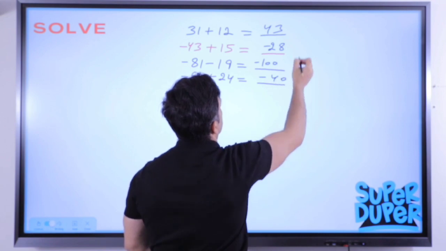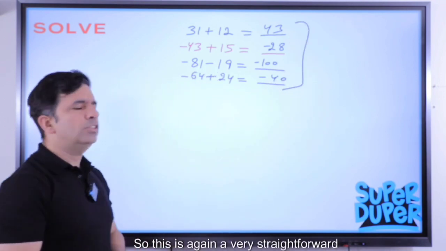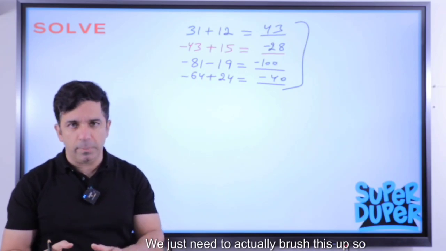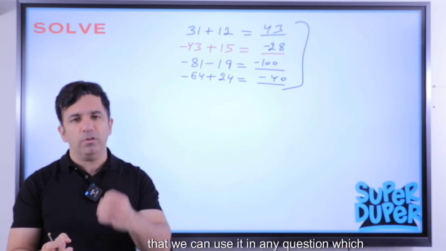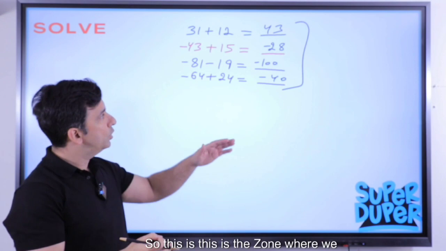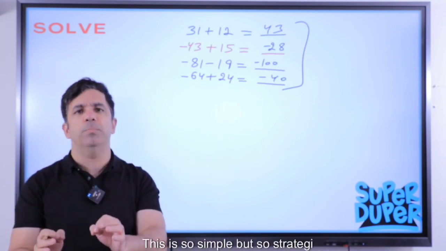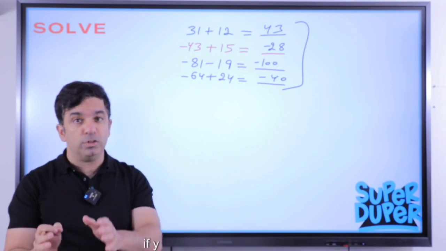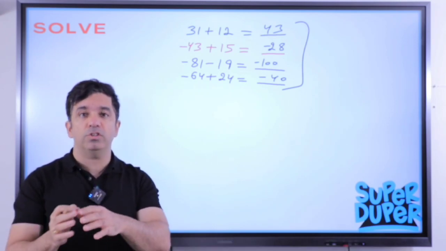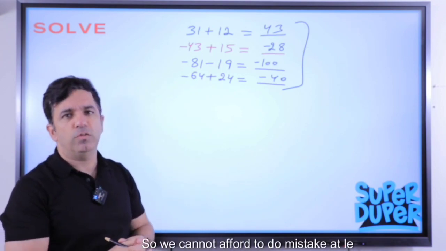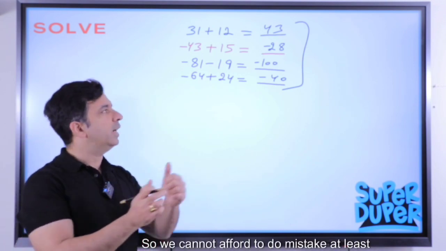So this is the sense. This is again a very straightforward sense. We just need to brush this up so that we can use it in any question which comes in front of us. This is the zone where we can't afford to make any mistake. It is so simple but so strategic, because if you make a mistake over here, then the whole question would go wrong because of a very basic sense. So we cannot afford to make a mistake, at least at this level.